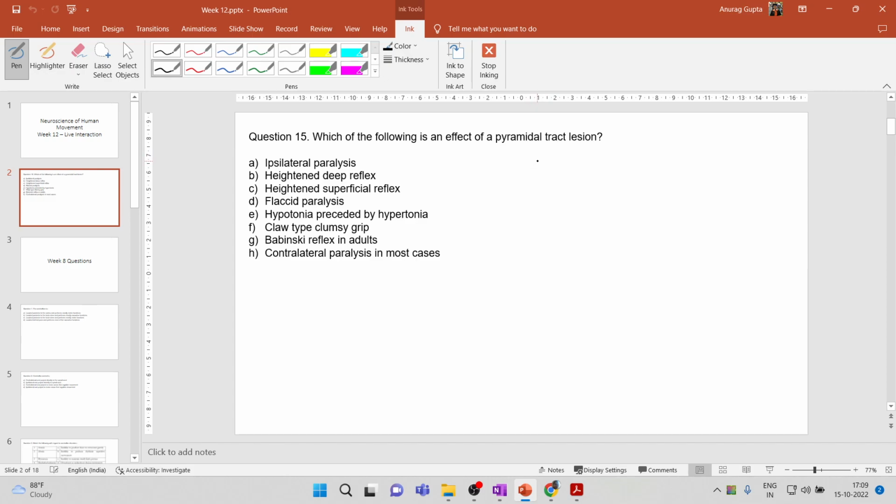Any lesion, or if the pyramidal tract is somehow damaged, then that can lead to a host of symptoms. And symptoms resulting from the lesion of the pyramidal tract together are called the pyramidal syndrome. So what are the effects of this pyramidal syndrome? Let us go through them.